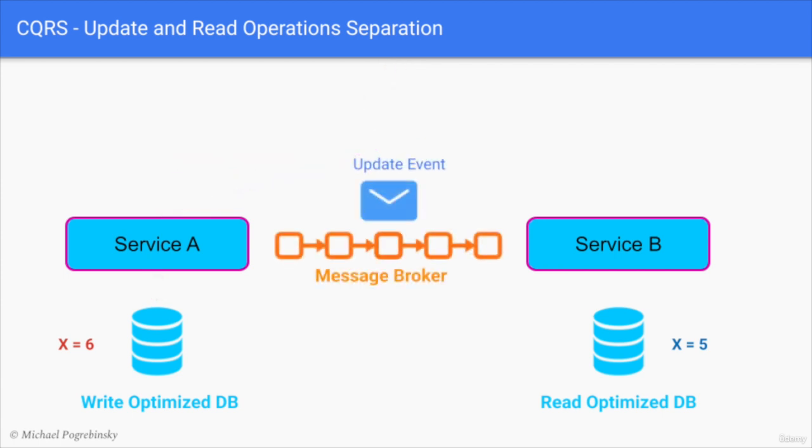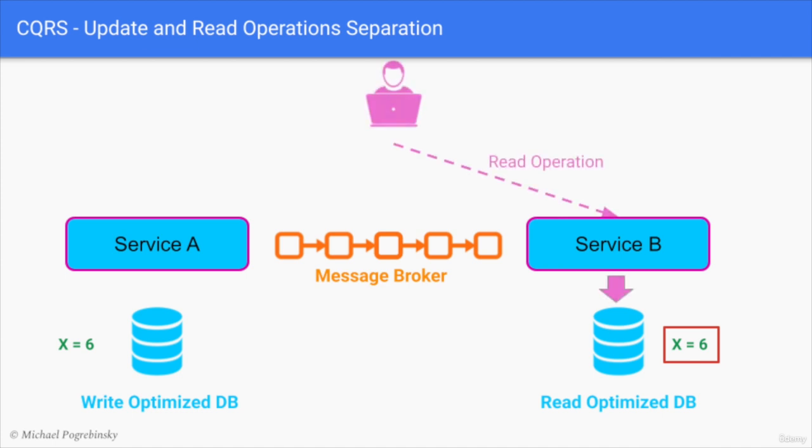But additionally, every time an update operation is performed, it also publishes an event into a message broker. Meanwhile, service B subscribes to those update events and applies all those changes in its own read-optimized database. And now all the read operations will only go to service B.